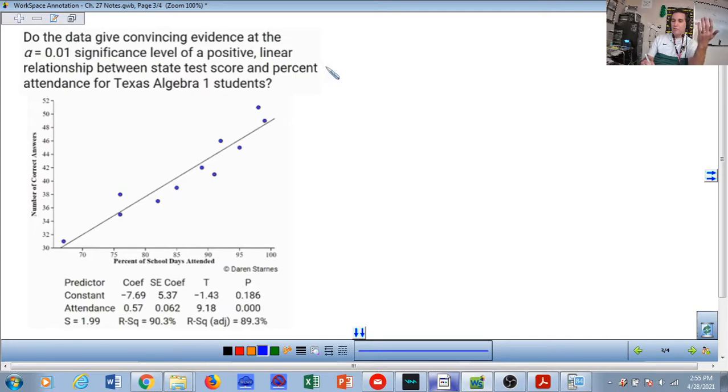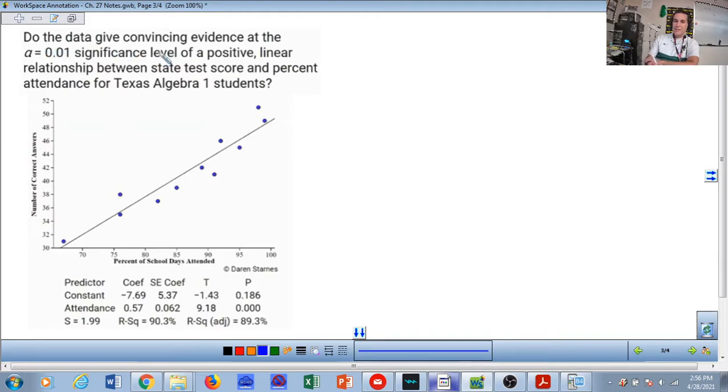Hypothesis, right? I'm going to show you in the problem how to write the hypotheses because it's not going to change very often. And then the mechanics, I'll show you as we do it. It's mostly in the printout here, so there's not a whole lot you do. And then the conclusion, I'll help you with that.